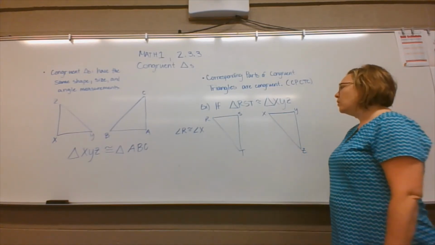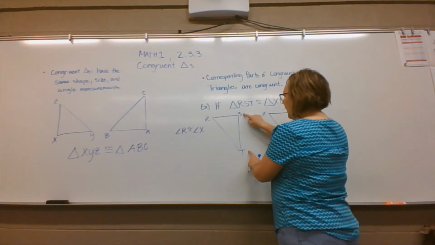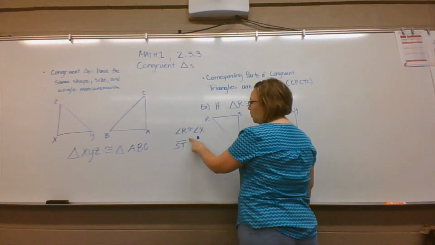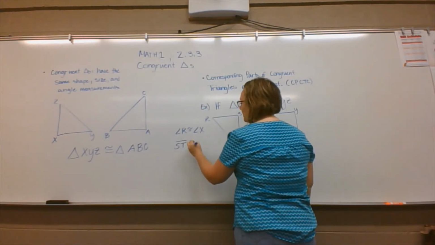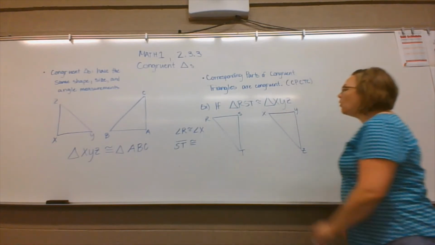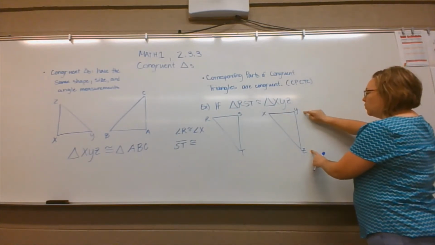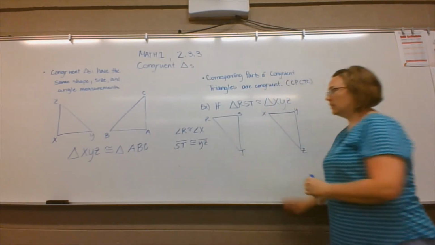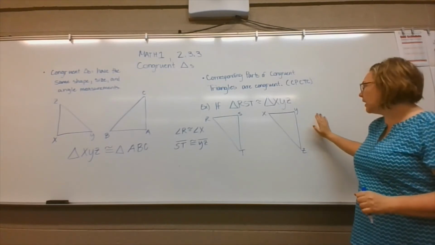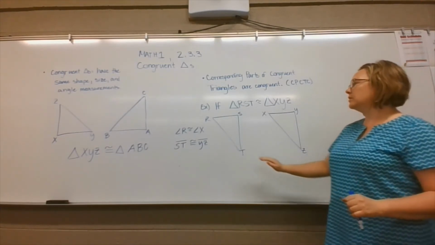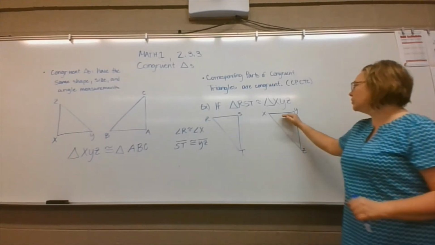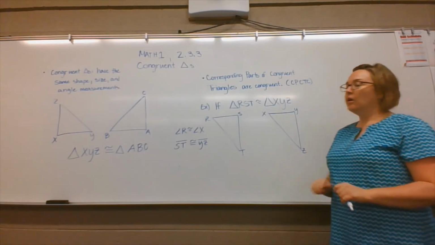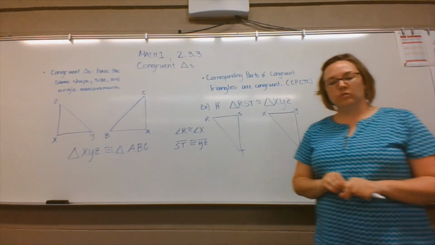We can do the same with a side. So we could say side ST. Okay, we put a little bar over our sides. So side ST is congruent to the corresponding side in this triangle, which is YZ. Okay, so side ST is congruent to side YZ. It's true for the other sides as well. Side RS is congruent to XY. Side RT is congruent to side XZ. So that is the corresponding parts of congruent triangles.